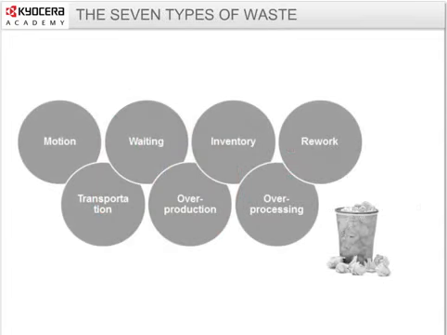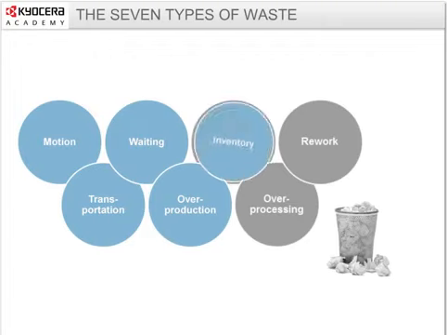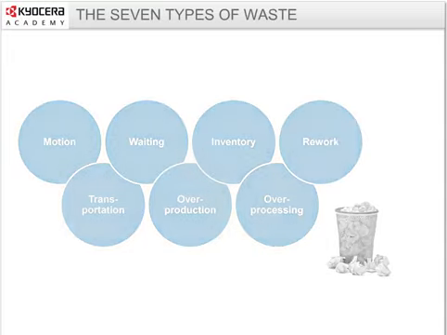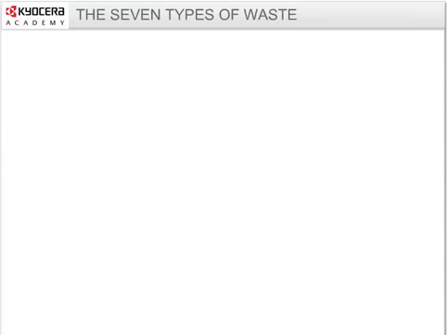To understand Lean, it's important to know, what exactly is waste, or non-value add activities? The central focus of Lean is the reduction of waste. Lean defines 7 types of waste. These are motion, transportation, waiting, overproduction, inventory, overprocessing, and rework. Let's take a closer look at each of the 7 types of waste.